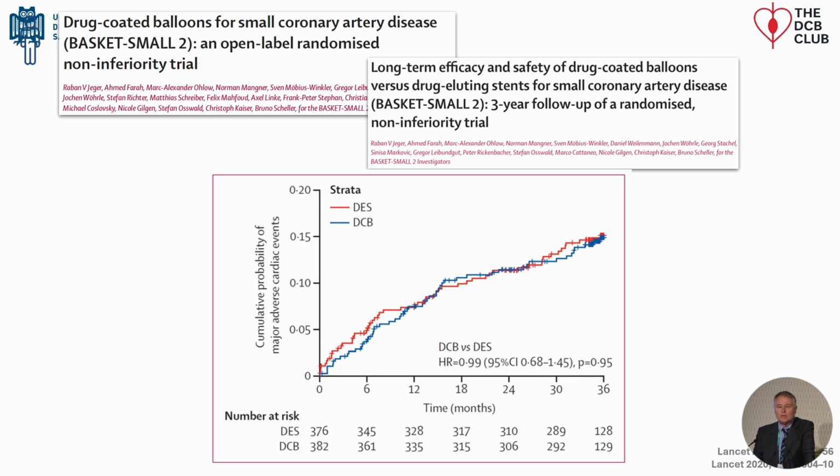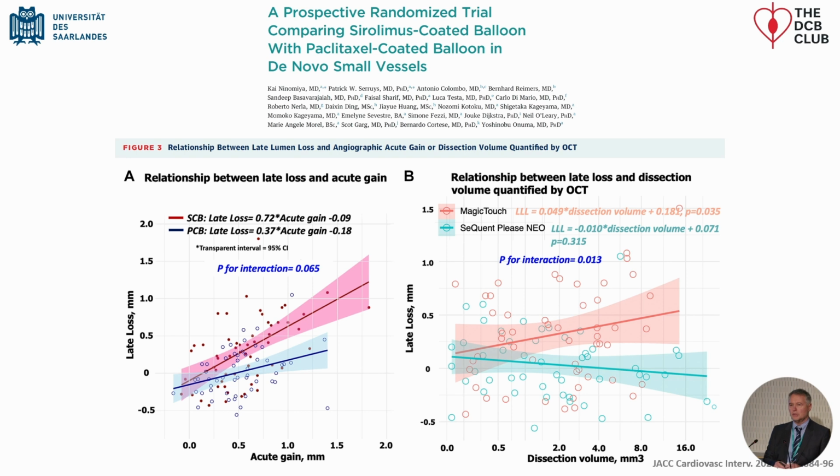We also looked at larger randomized trials, and this was together with Raban, the BASKET-SMALL 2 trial, where we looked in coronary arteries less than 3 millimeter in diameter, and compared the SeQuent Please Neo with the Xience and the Taxus Element stent. And here we can see over 3 years, in terms of MACE, we have discussed earlier that there was some noise because of intervention in other arteries too, but we could see that up to 3 years there were very similar outcomes with DCB only versus stent implantation.